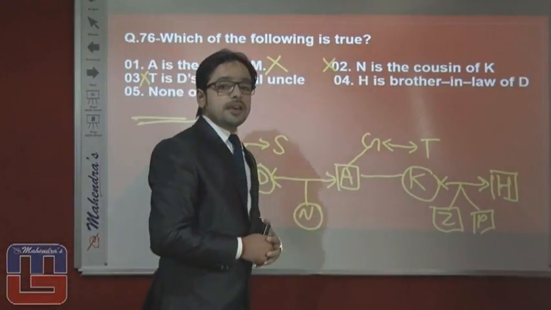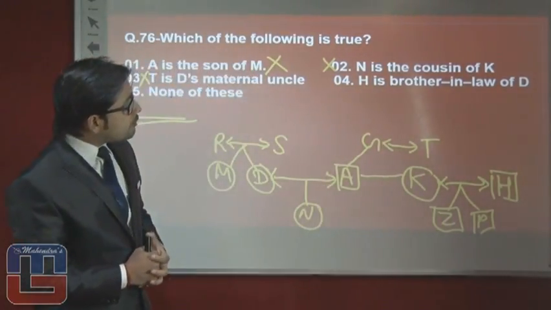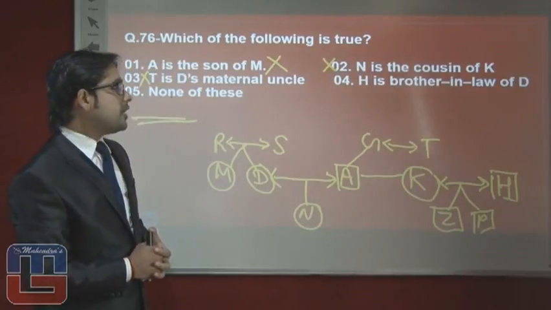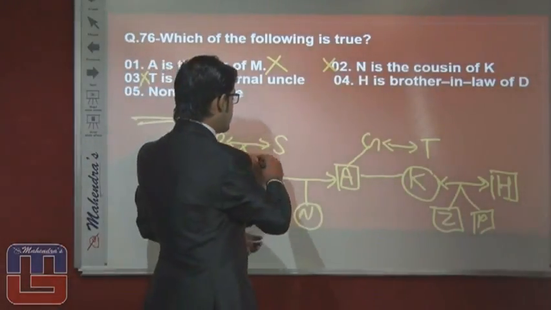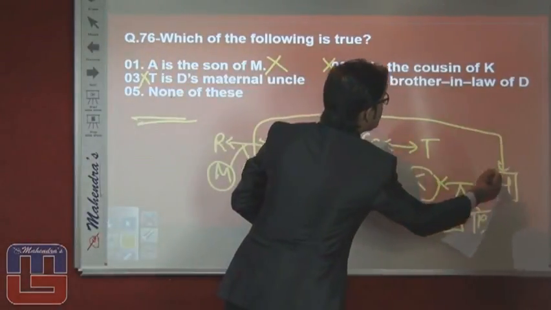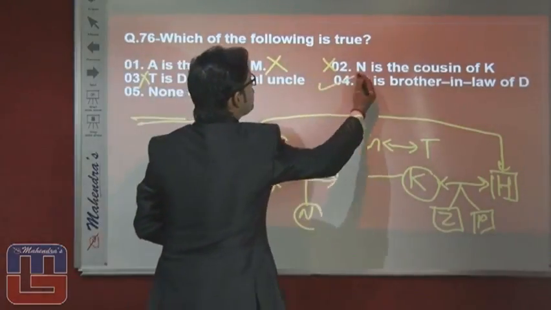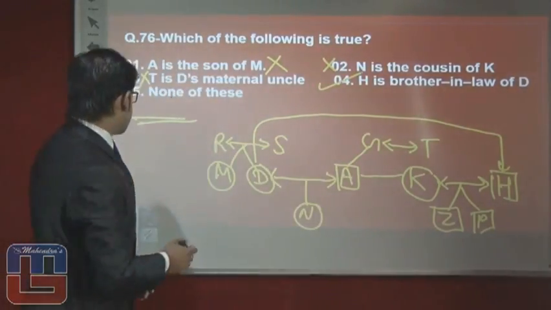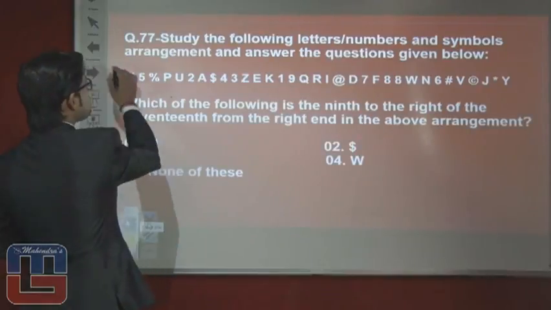Next option is saying H is brother-in-law of D. We can easily find that H is brother-in-law of D. So the answer of this question will be option number 4. Let's proceed towards the next question.